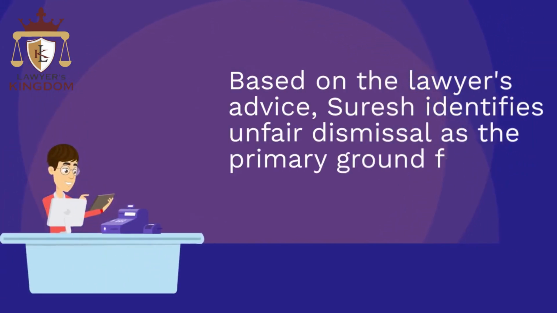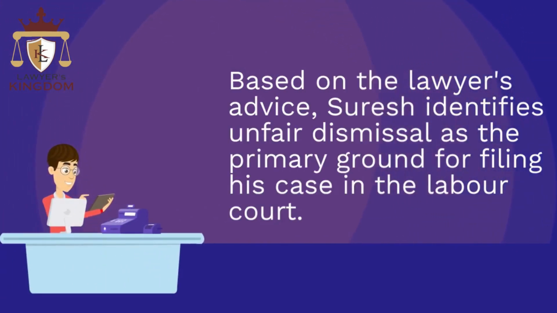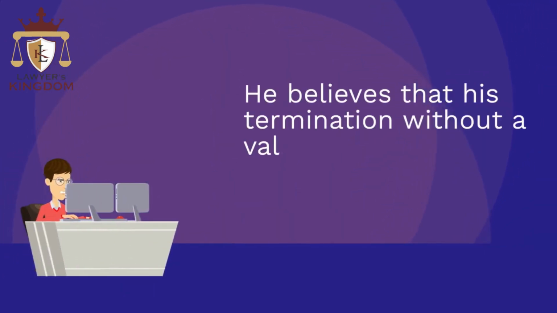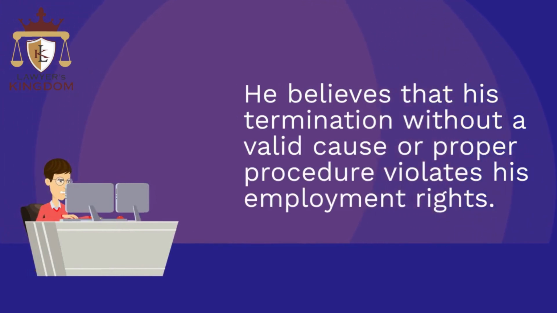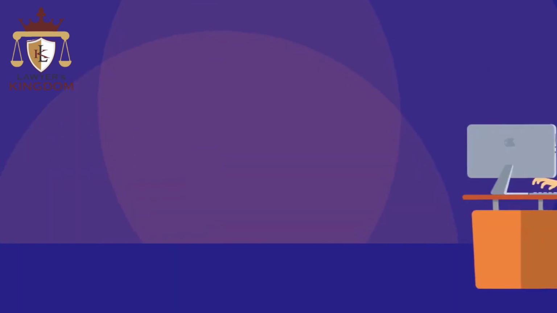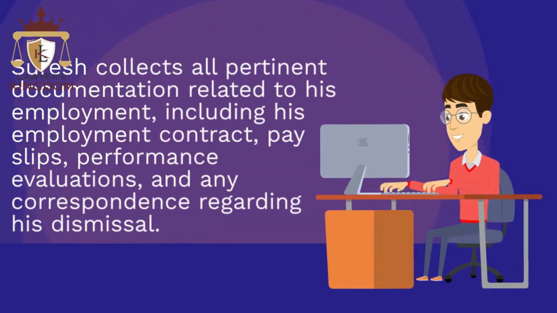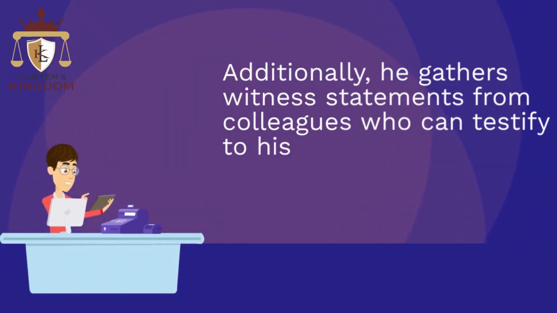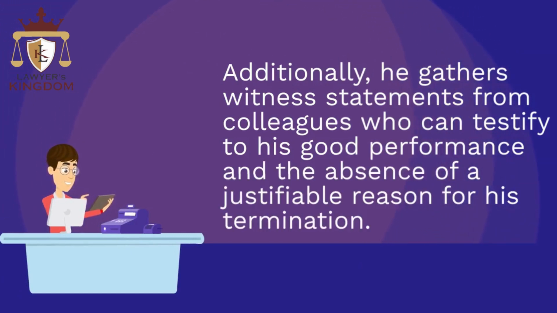Based on the lawyer's advice, Suresh identifies unfair dismissal as the primary ground for filing his case in the labor court. He believes that his termination without a valid cause or proper procedure violates his employment rights. In preparation for the legal battle, Suresh collects all pertinent documentation related to his employment, including his employment contract, payslips, performance evaluations, and any correspondence regarding his dismissal. Additionally, he gathers witness statements from colleagues who can testify to his good performance and the absence of a justifiable reason for his termination.